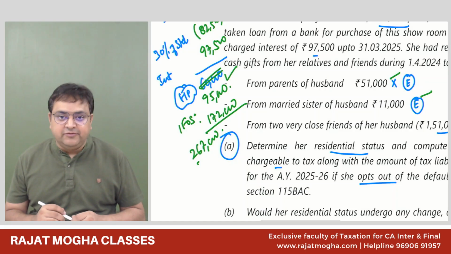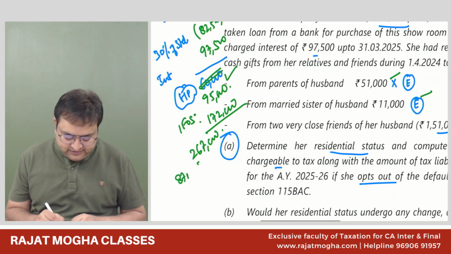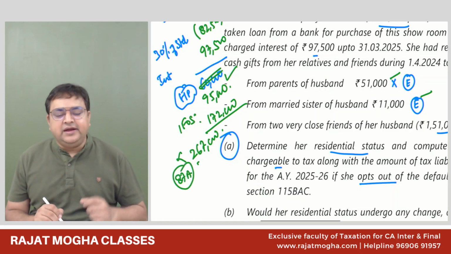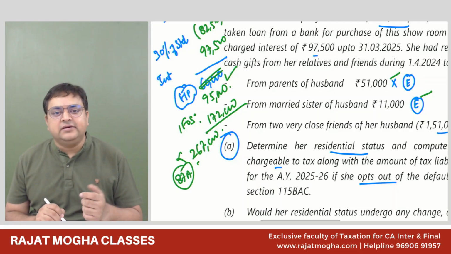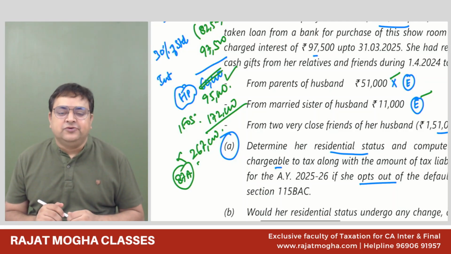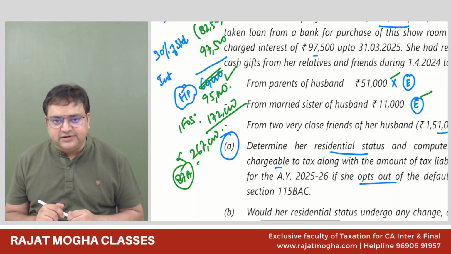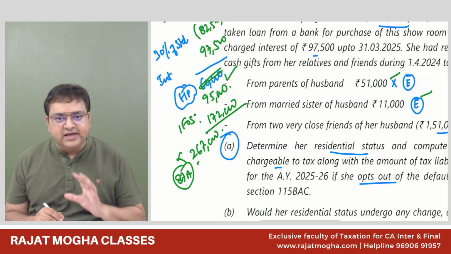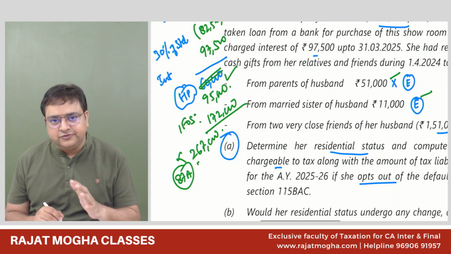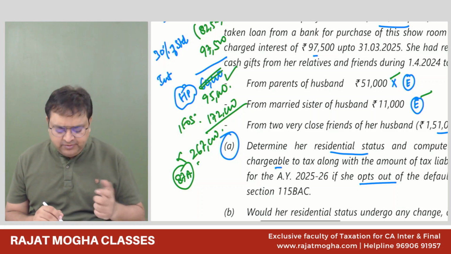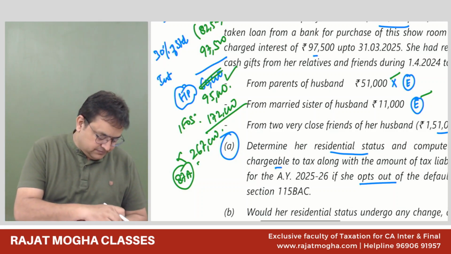Whether she is eligible for rebate also. 87A, the answer is no. 87A is only for resident individuals. So this person is not a resident, she is a non-resident. So 87A rebate would not be there. So she has to pay taxes. There would be little taxes. How much it would be?